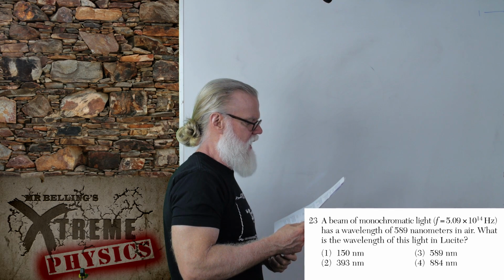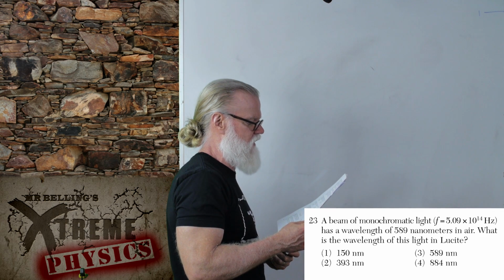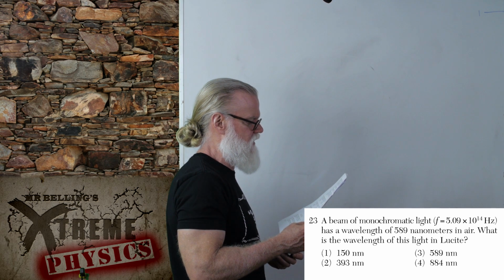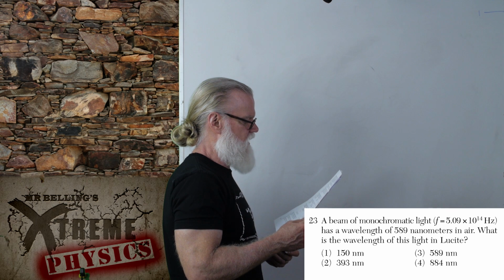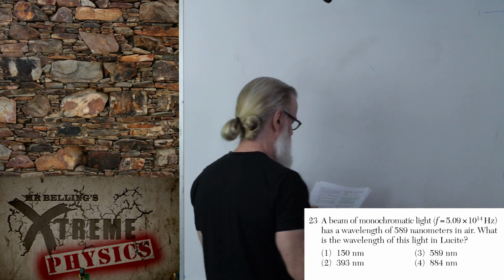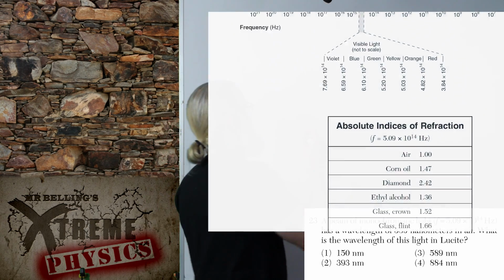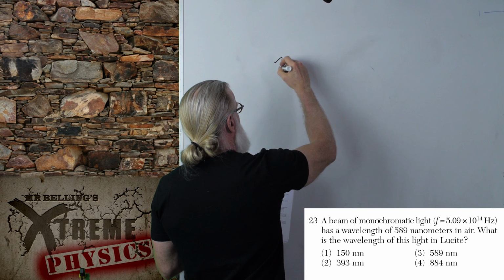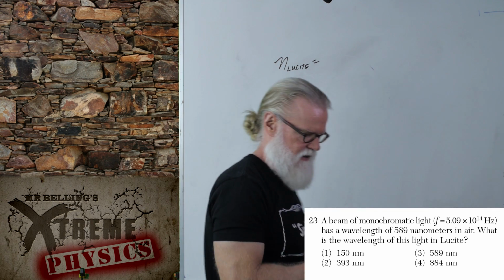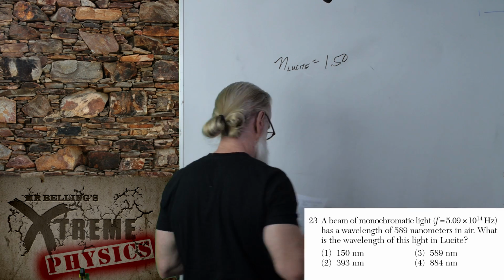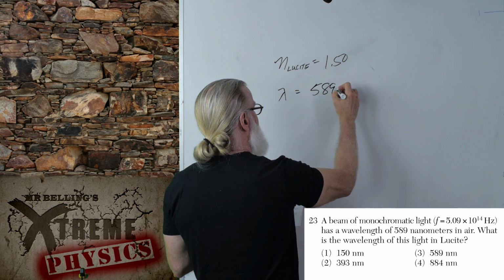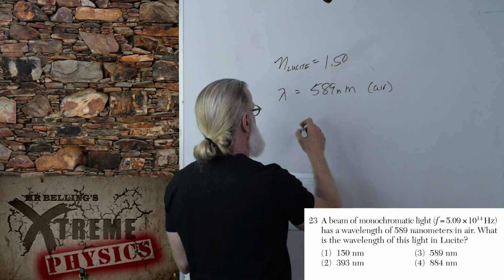A beam of monochromatic light of frequency 5.09 times 10 to the 14 hertz has a wavelength of 589 nanometers in air. What is the wavelength of this light in lucite? So what's that frequency about? Well, they gave us that so now we can use the index of refraction. What is the index of refraction in lucite? Index of refraction in lucite is 1.50. We got a wavelength of 589 nanometers. What is the wavelength in lucite?